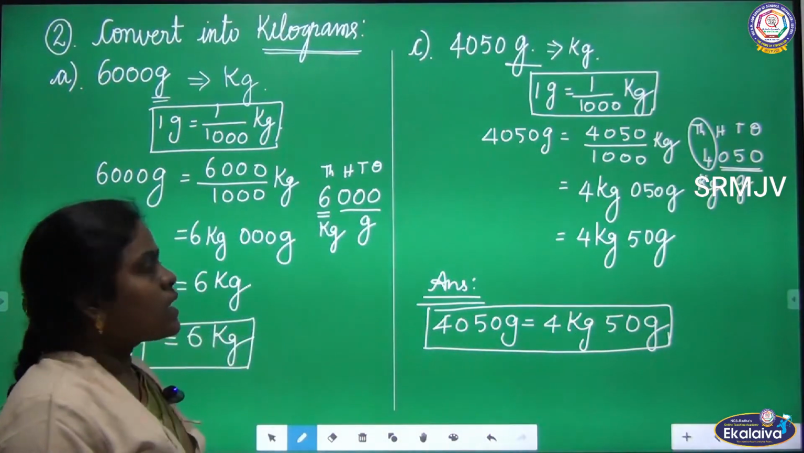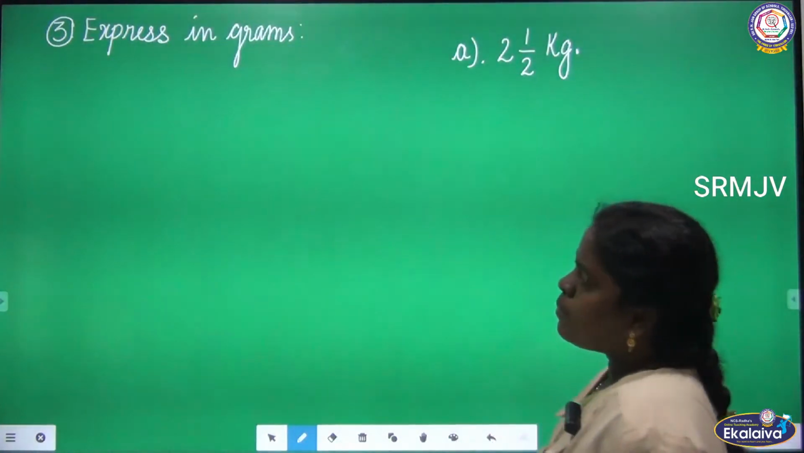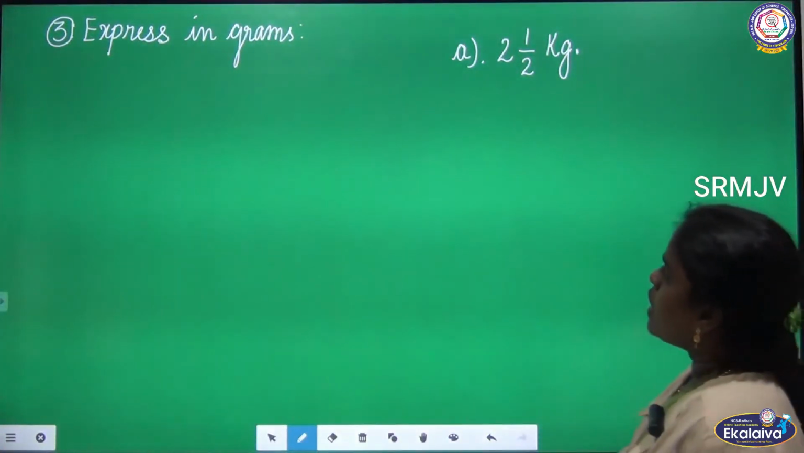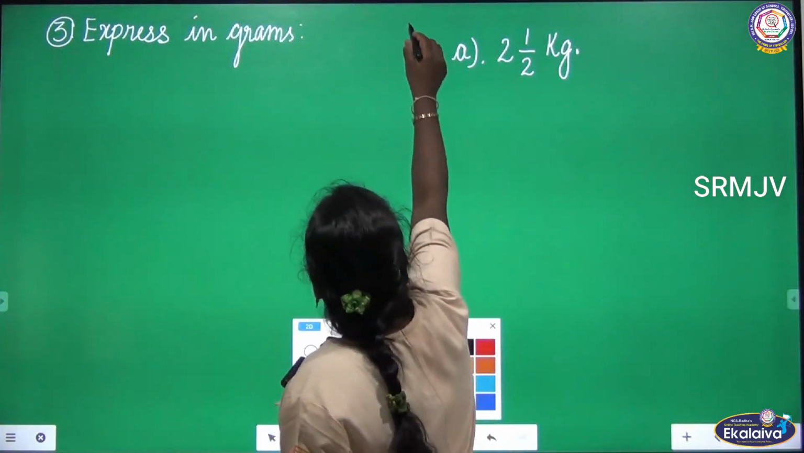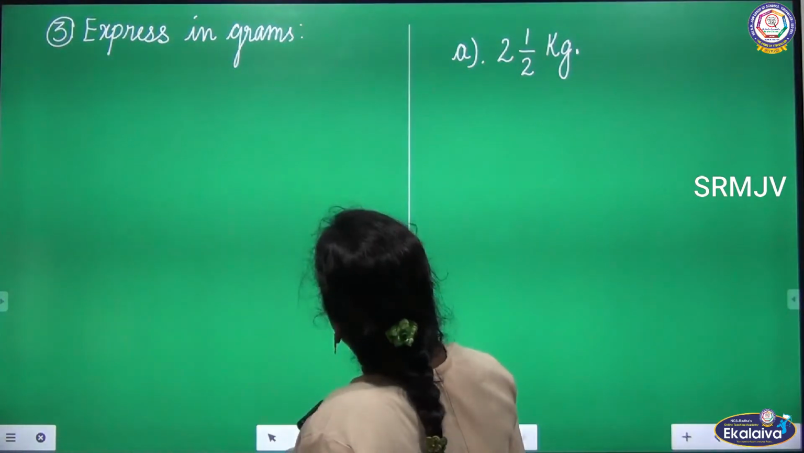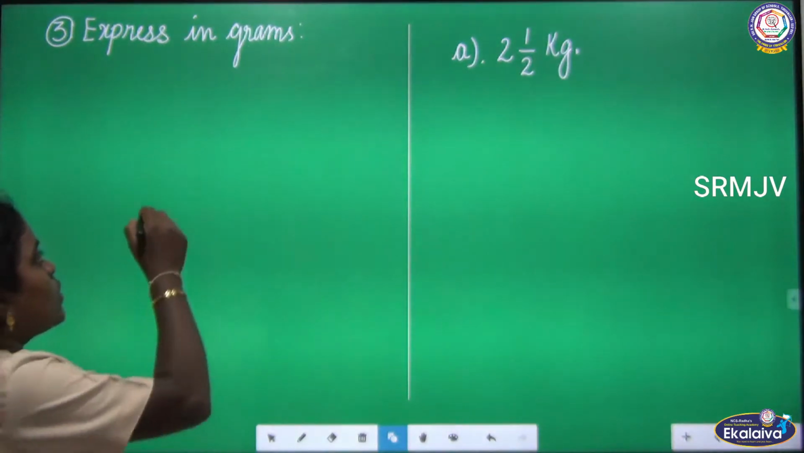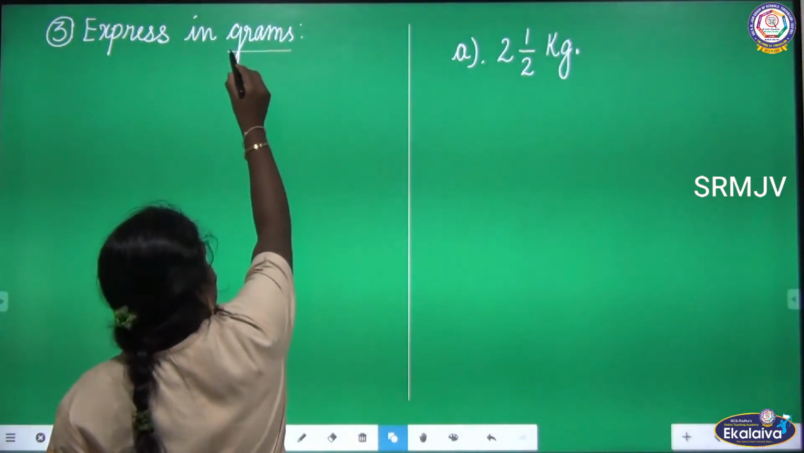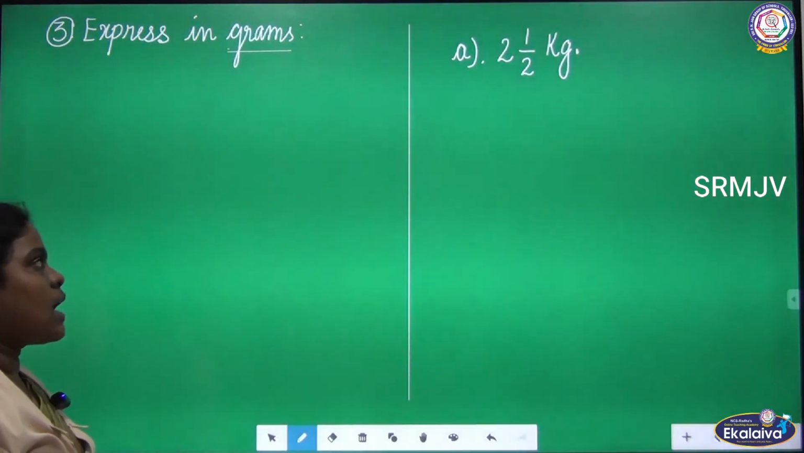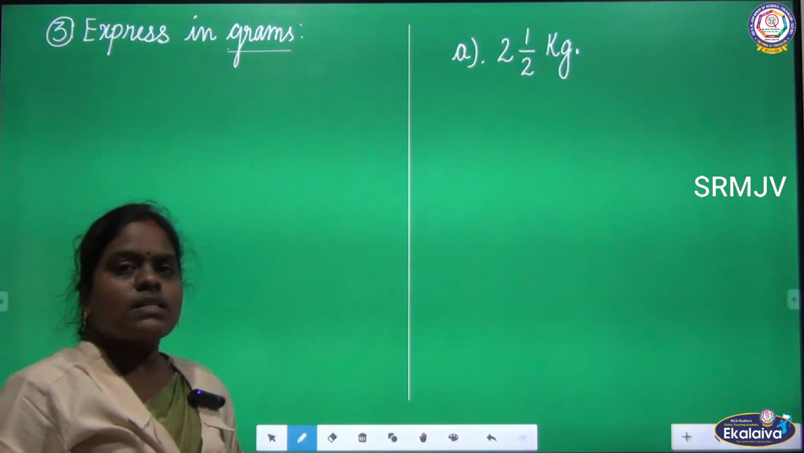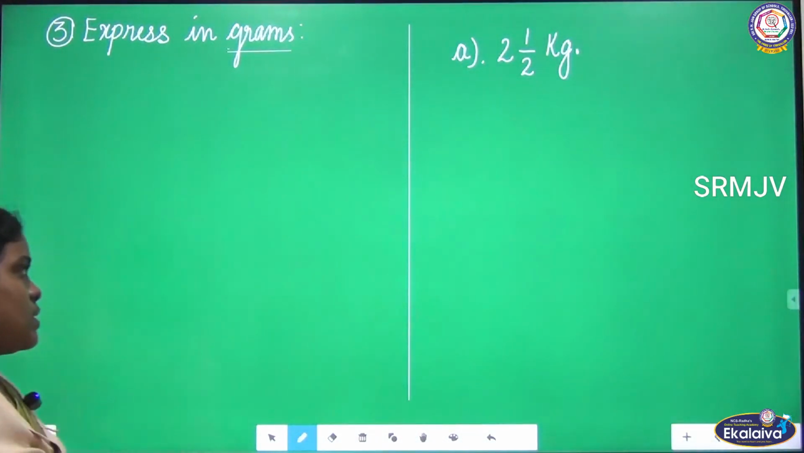So when you are converting gram into kilogram, you just divide the given number by 1000. Yes. Next we will move to the third Roman letter. Listen children. We are going to express the given unit into grams. So here kilograms will be given. We are going to convert into grams. Before that, let us revise the fractions in the unit measurements.